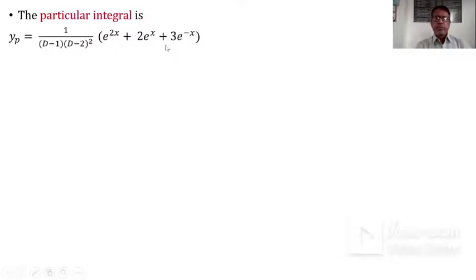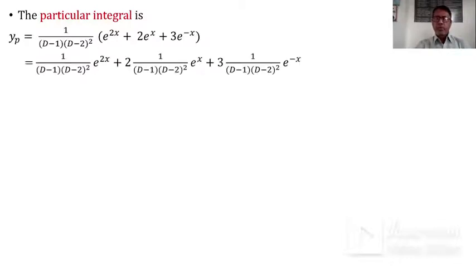We obtain this step. Particular integral is this. Now we operate this operator one by one on this. We take first 1 upon (D minus 1)(D minus 2)² operate on e^(2x), plus 1 upon (D minus 1)(D minus 2)² operate on 2e^x, plus 1 upon (D minus 1)(D minus 2)² operate on 3e^(minus x). Or we may take this constant to be outside of this operator.